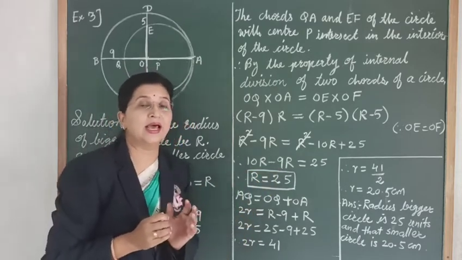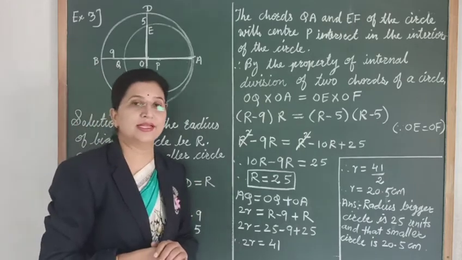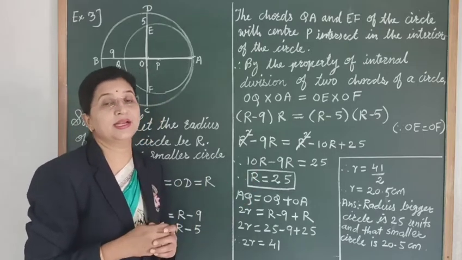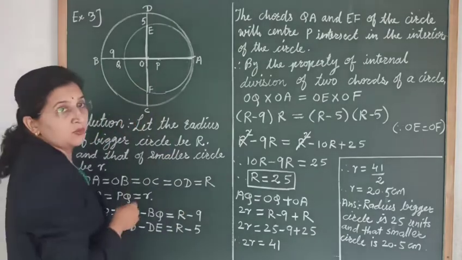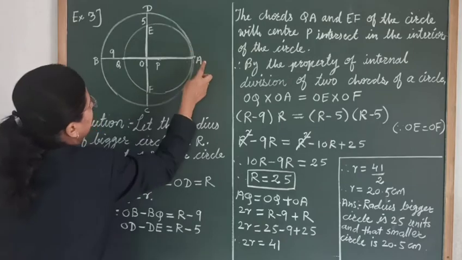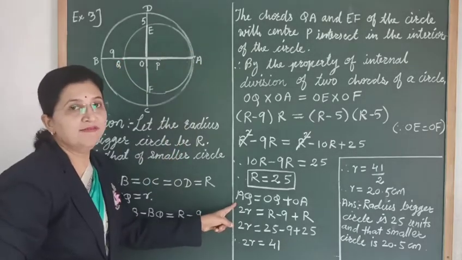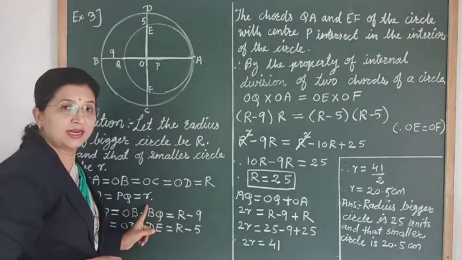What is the capital R? That is the radius of the bigger circle. So in this way we got the radius of the bigger circle 25. Now we have to find out the radius of the smaller circle also. To get that we'll take its diameter. QA is the diameter of the smaller circle. So the radius of the smaller circle is small r.